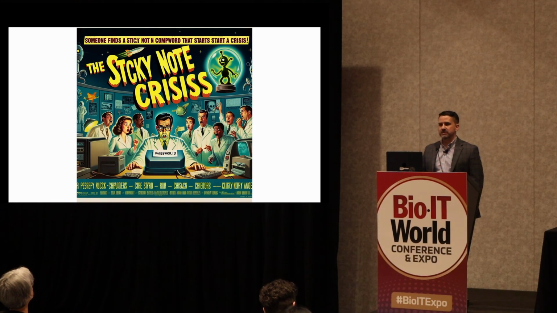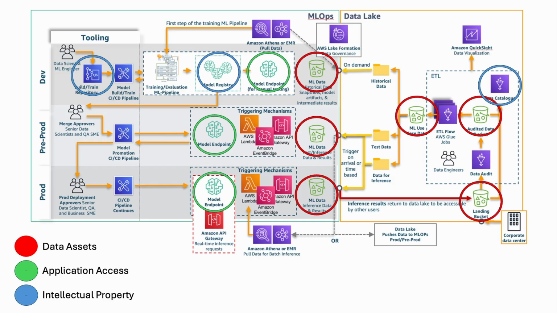But we'll talk a little bit about some of the tools that we use in the AWS ecosystem to help them get through that audit eventually. This is kind of their workflow. This is Amazon's reference architecture for an MLOps workflow.